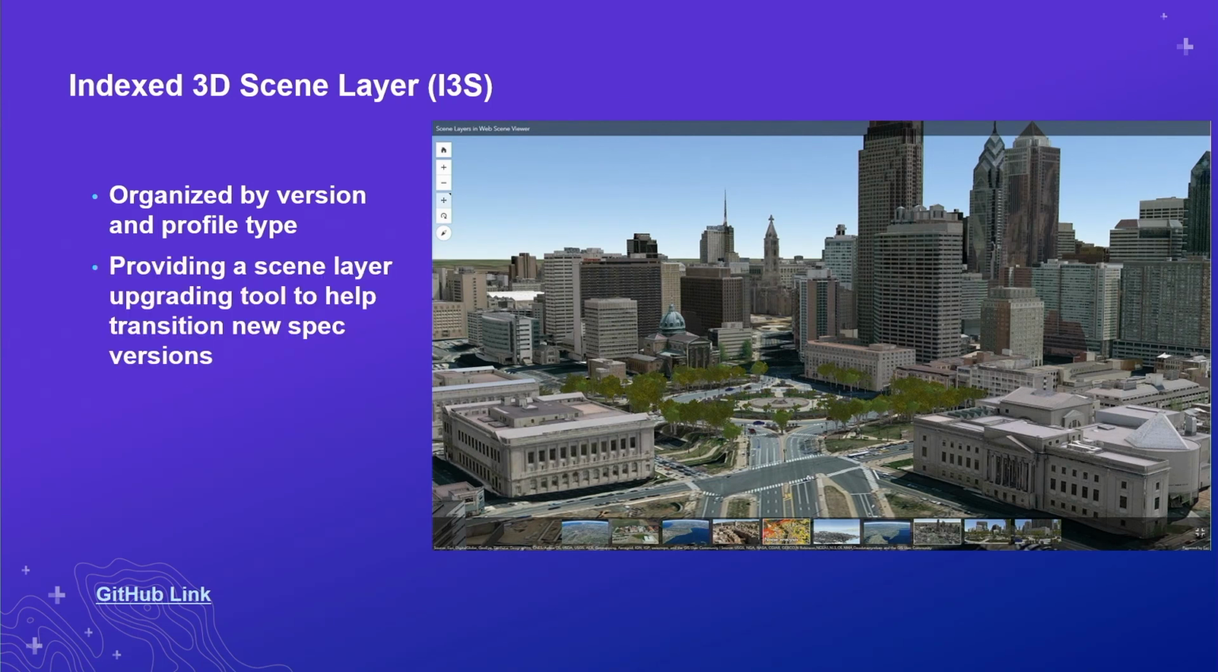The last spec update included documentation for point cloud scene layers and building scene layers. Point cloud scene layers are now part of the OGC Community Standard. You can find an overview of the relationship between the Esri community specification and the OGC Community Standard in the README document.